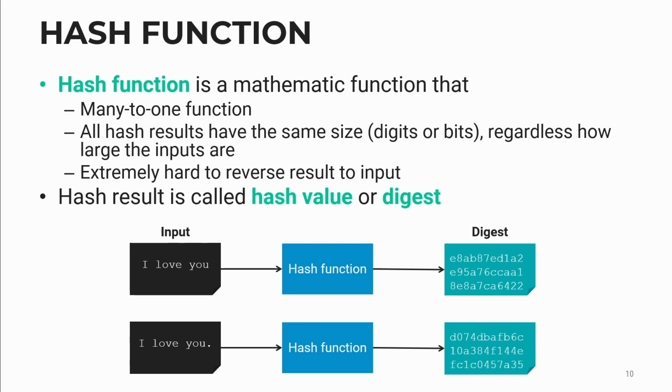This is an example of such a hash function. You have the input "I love you" right here. Applying the hash function over this input, you have this digest. And in the second row, you have "I love you" with a full stop. You apply the same function, you have this digest. As you can see, with such a small difference, just one full stop could lead to a totally different digest, and this is what we're looking for in a hash function, because you can use it to verify whether the message has been tampered with or not.